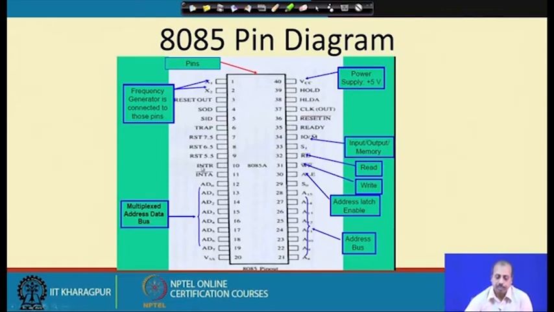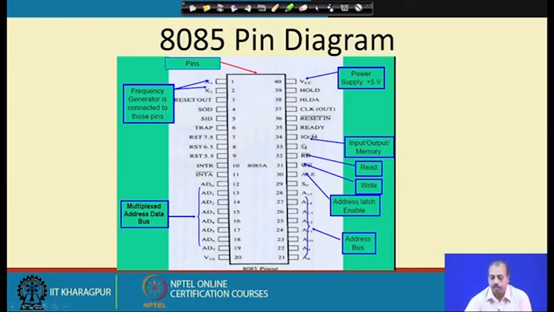Apart from that, there are some interrupt lines: INTR, TRAP, and RST 5.5, 6.5, 7.5. They are a facility by which you can interrupt the normal operation of the processor and tell it to do something special. So this is for interrupts.